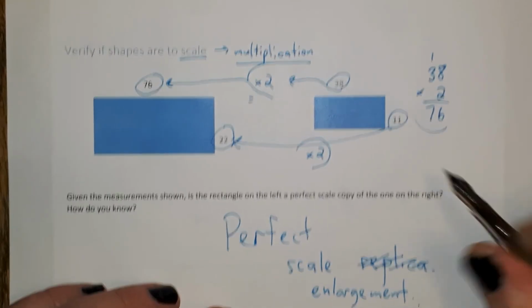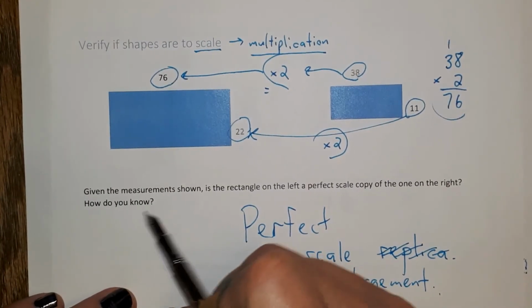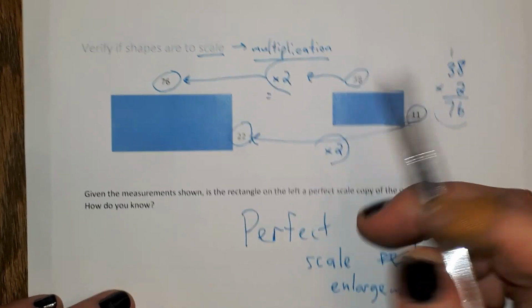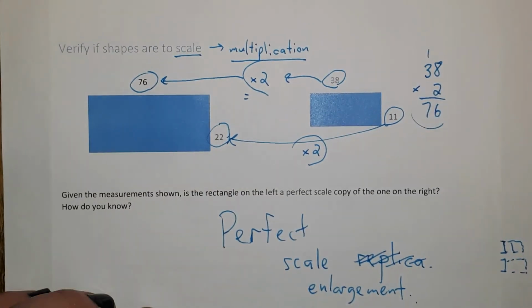There we go. How do I know? You would have to write something down. I've been talking enough. I am not going to write it. I am going to just stop this video and then show you one more thing.